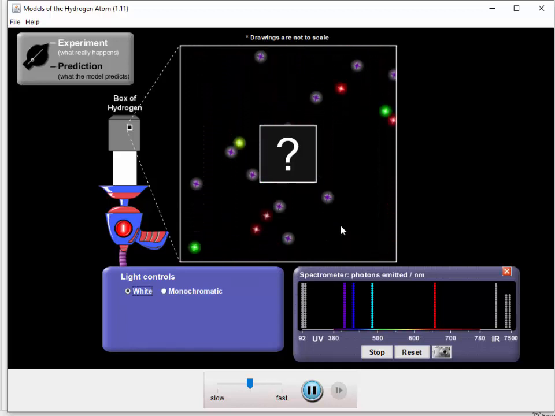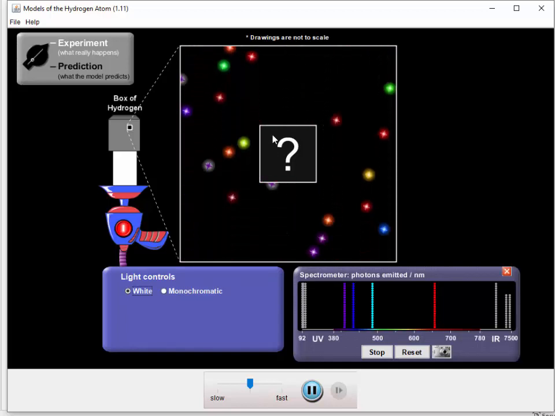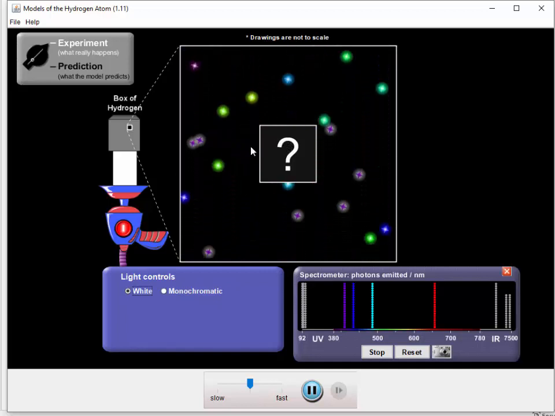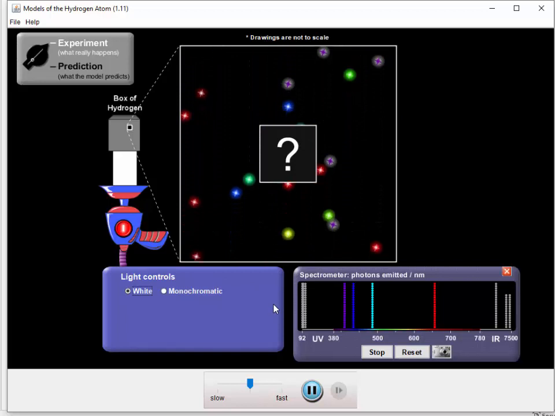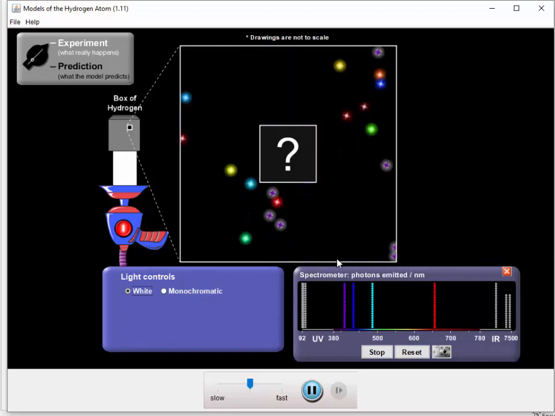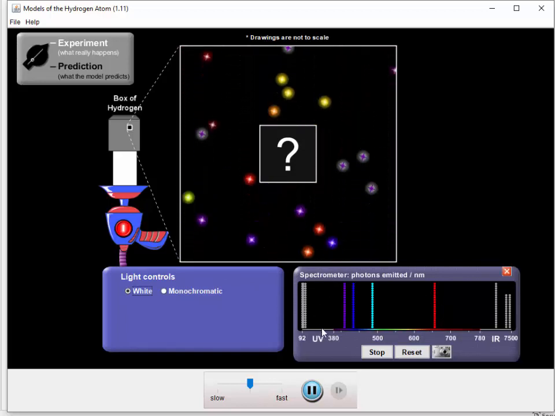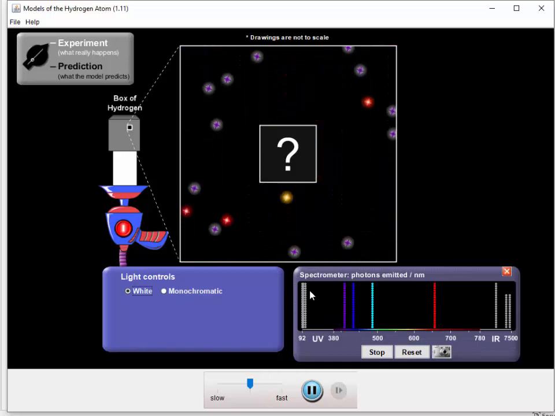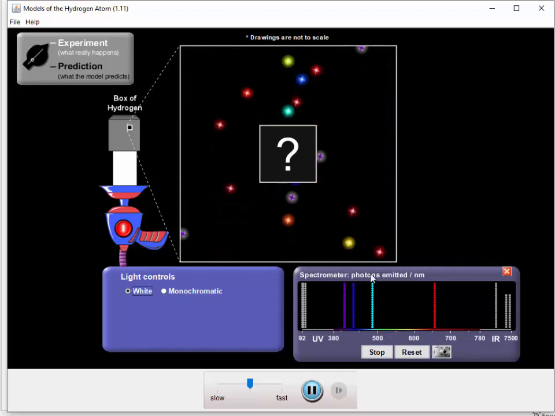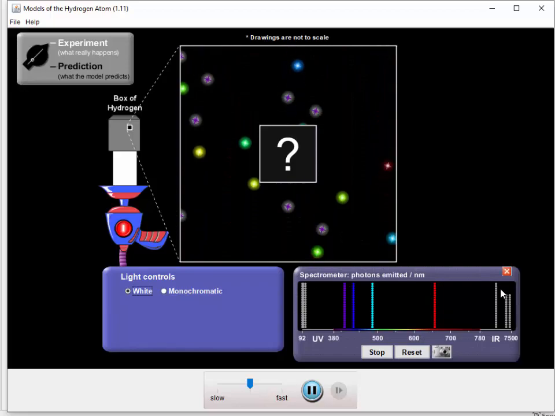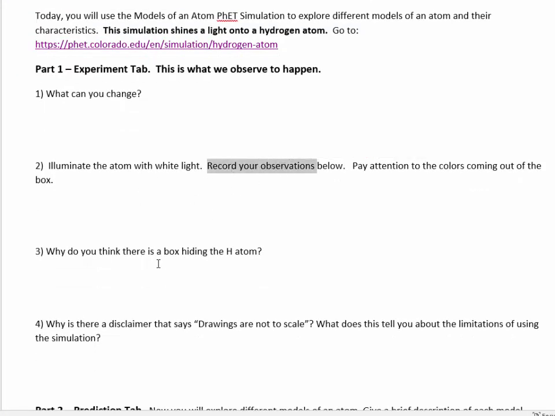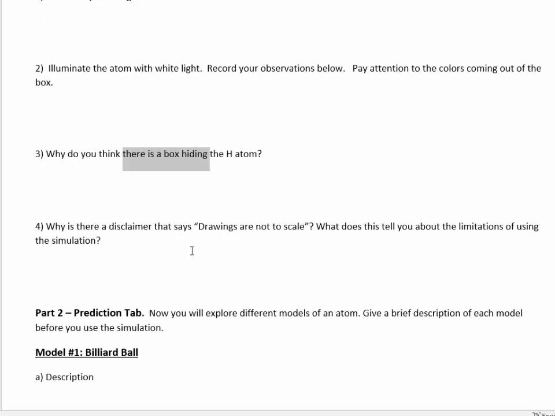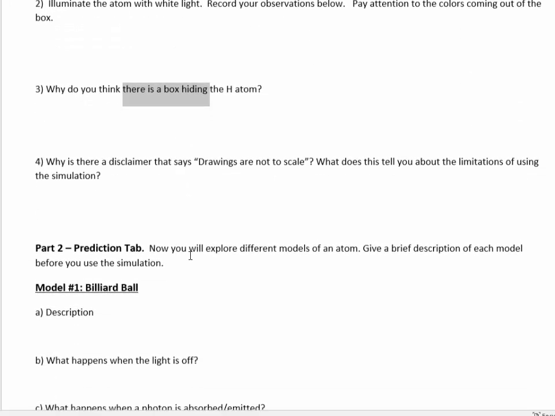So these are the little photons right here, and we can see once in a while one comes squirting out of this box. There was one right here, and there was one right there. What we're tracking is the colors. That's what the spectrometer right here does. And I've had it running for a while, so you can see we had lots of UV come out, and we're seeing only specific colors come out of this box. So that's going to be your observations, and it's probably an indication of what's hiding inside of that box.